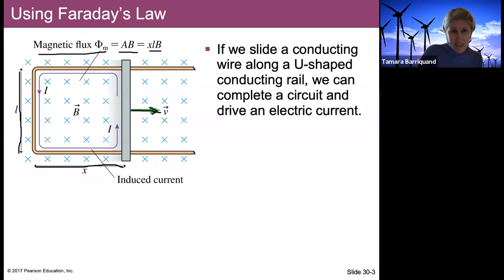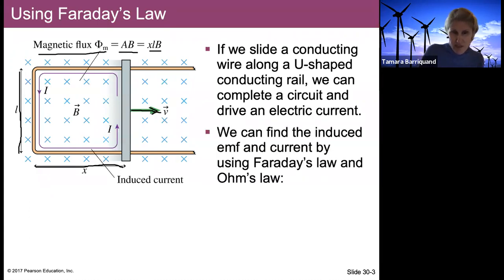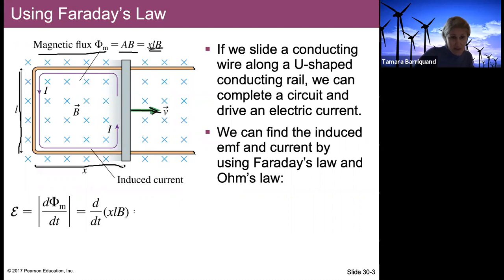So if we slide a conducting wire along a U-shaped conducting rail, we can complete a circuit and drive an electric current. We can find the induced EMF and current by using Faraday's law and Ohm's law. So let's start with Faraday's law. That tells us that the induced EMF is equal to the change in the magnetic flux with time. We see that our magnetic flux is equal to XLB, so we can rewrite this as the change in time of XLB.